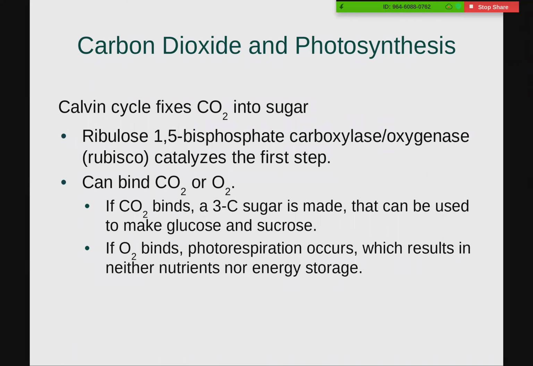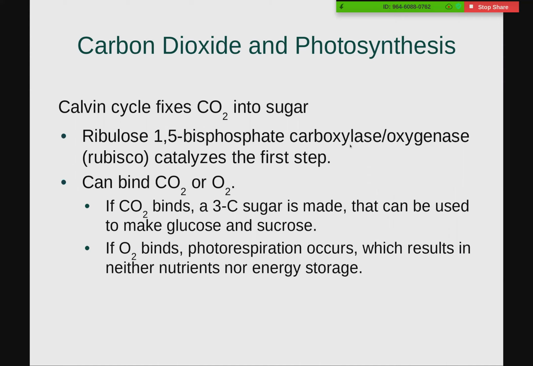Well, plants take carbon dioxide, they stuff it into the Calvin cycle, fixing that CO2 into sugar. As you probably remember, photosynthesis is primarily catalyzed by this enzyme Rubisco, ribulose 1,5-bisphosphate carboxylase oxygenase, which catalyzes the first step.